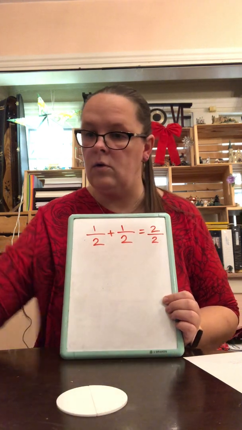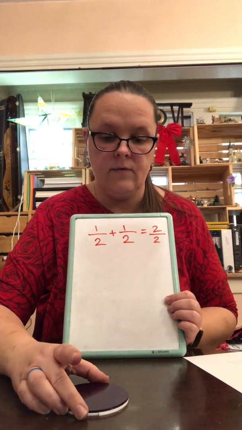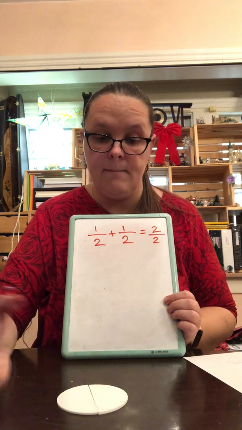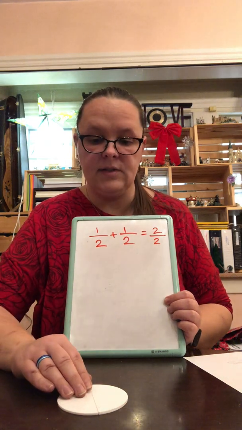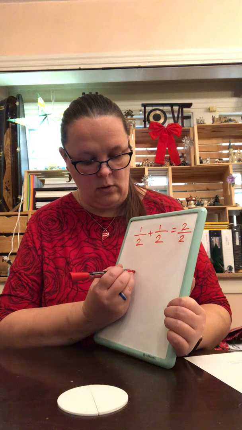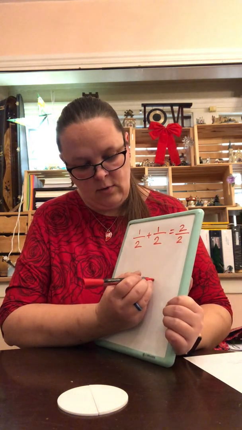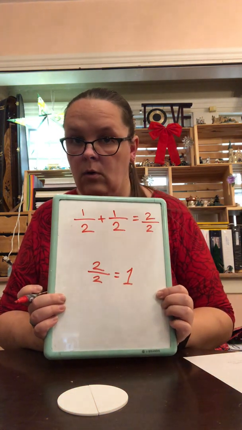But what I want you to do is put this together and notice this is a whole. I can lay my whole over it and see. If I am not positive, I can just double check it. Yeah, that is the same. That is one whole. 2 halves equal 1 whole. So 2 halves equal 1 whole.